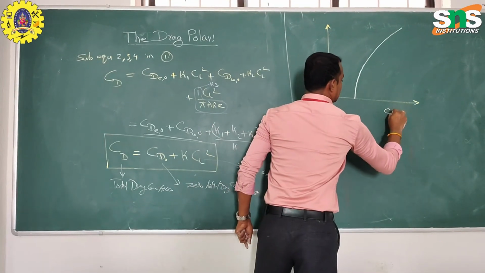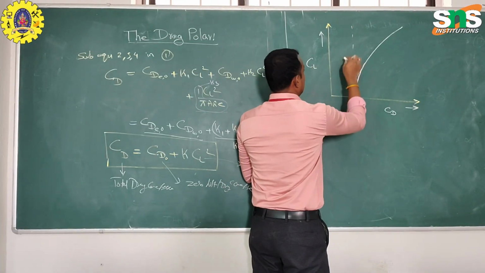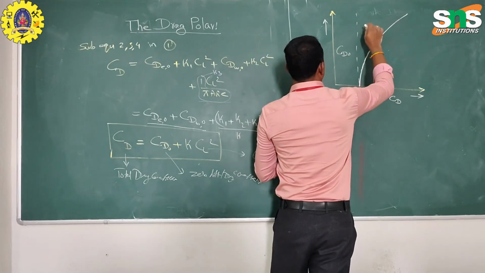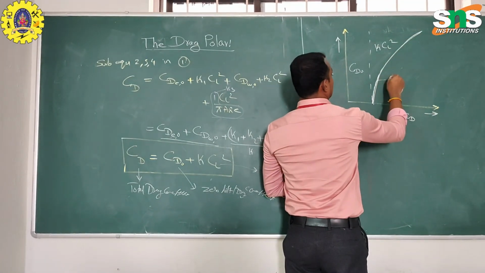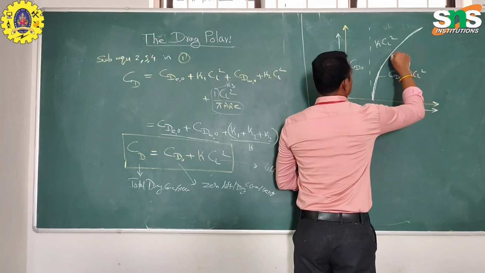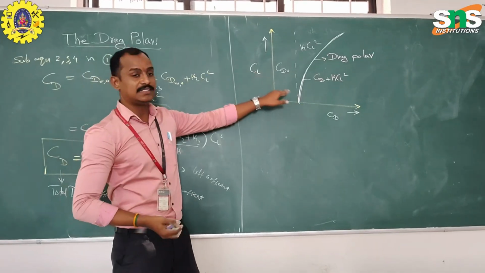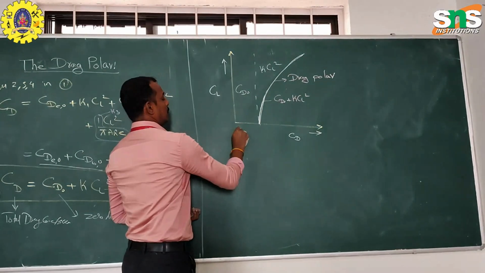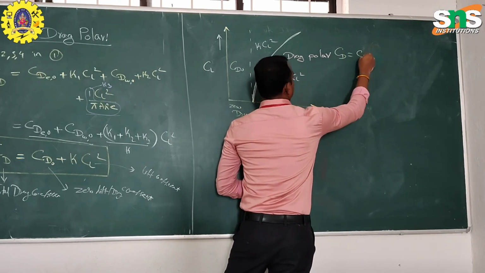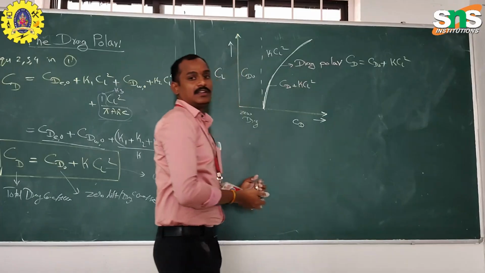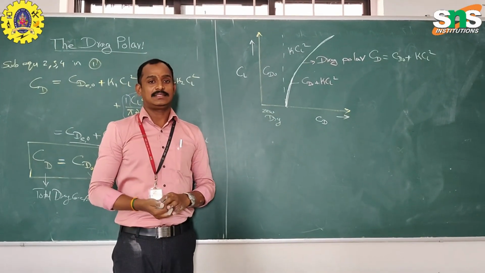This is a graph between CL and CD. This region is the CD naught region, and this region is the K CL squared region. The combined plot is CD naught plus K CL squared. This is the drag polar graph between CL and CD. Here this is the zero lift drag region, and this graph is the drag polar. It is a combination of CD equals CD naught plus K CL squared. So both this equation and this graph are for the drag polar. We will see more in the next class. Thank you.